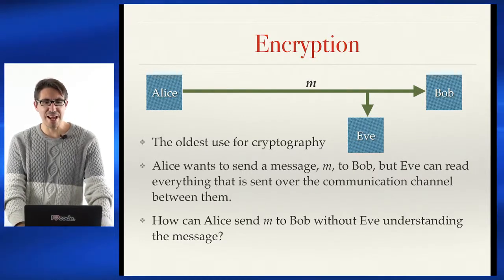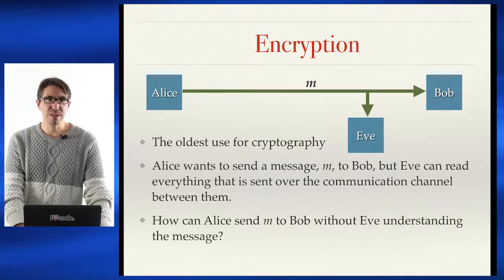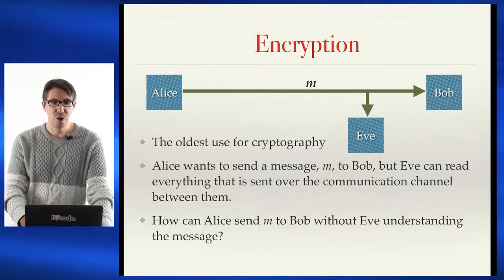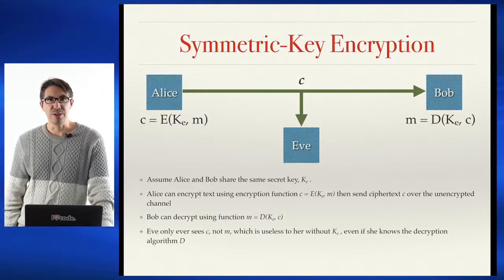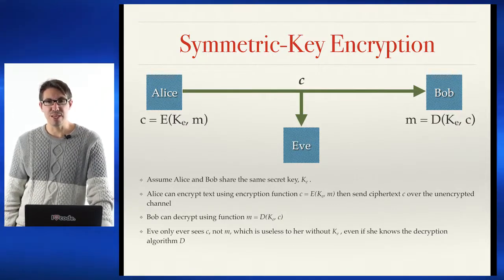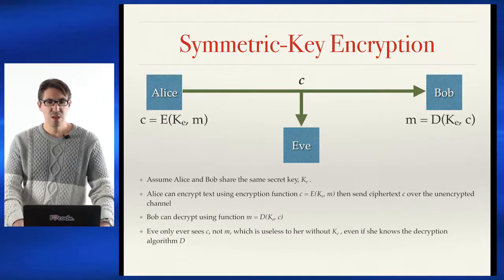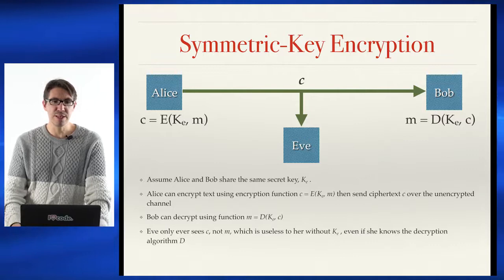So how can Alice send a message, M, to Bob, but without allowing Eve to understand the message, even if she sees it? Well, we can encrypt it. The oldest form of encryption is called symmetric-key encryption. And this is a case where both Alice and Bob have access to the same or related keys. So Alice can encrypt a message using this key.